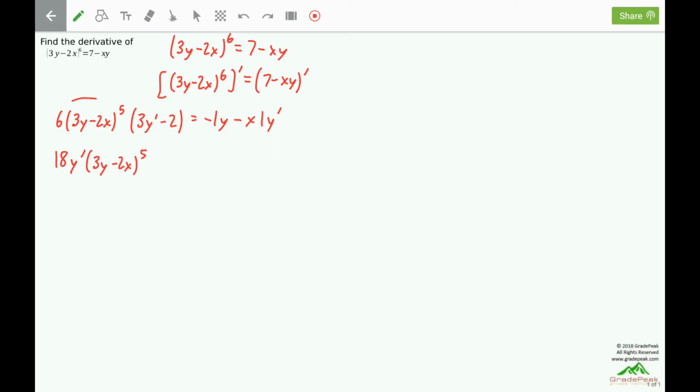In the second term, we multiply all this with the negative 2. We can multiply the 6 and the negative 2. That'll be negative 12. We then have the (3y − 2x)^5. On the right side, the 1 is implied, so we can write that as negative y. And again, the 1 is implied, so we can write that as negative xy prime.